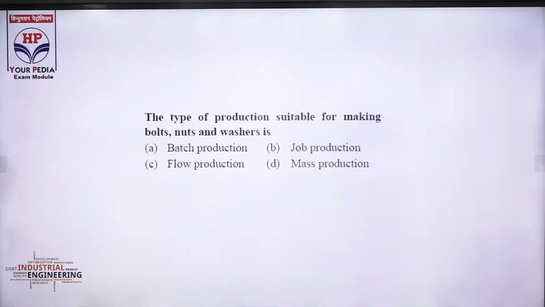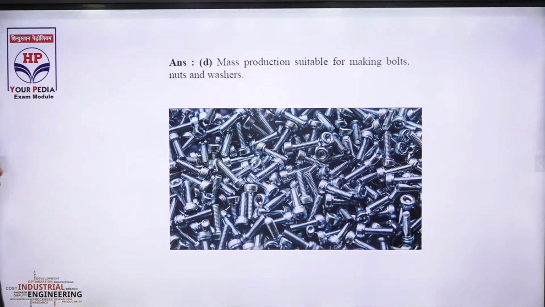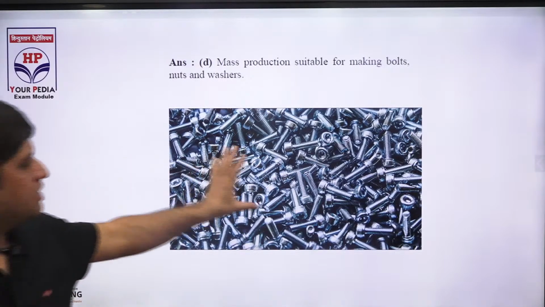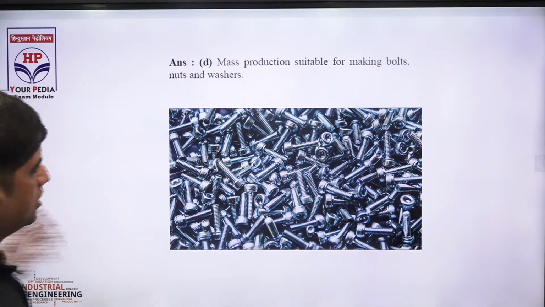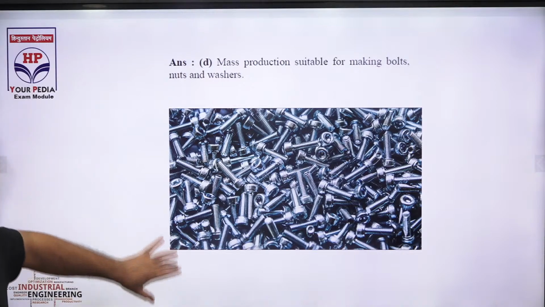Which type of production system is suitable for nut, bolt and washers? What will you answer now? I told you, multiple huge quantity. Yes, mass production. Mass production is used for nuts and bolts because you do not have variety, it is the same kind of product, but we want that product in huge numbers. The number has to be huge.